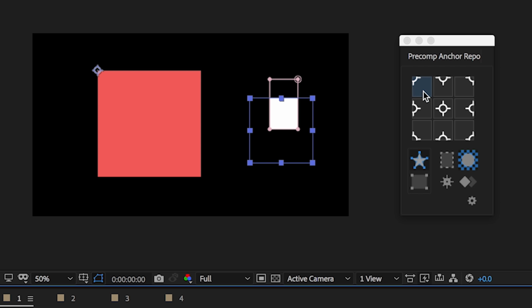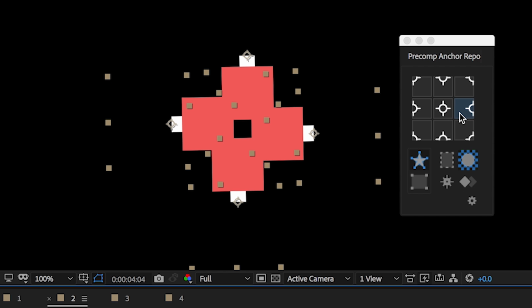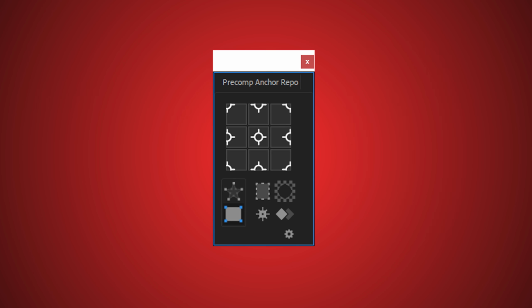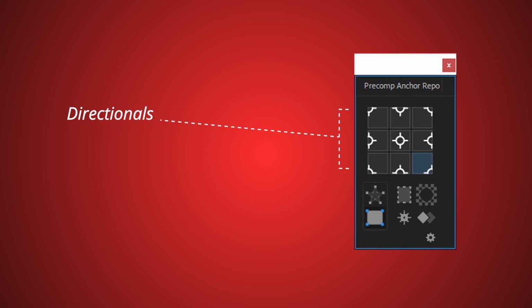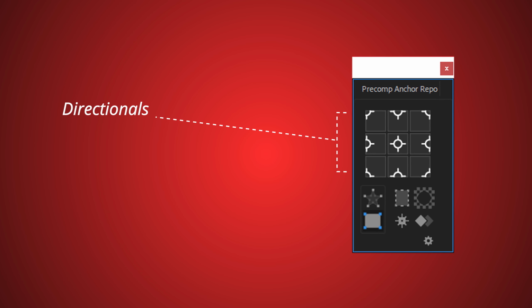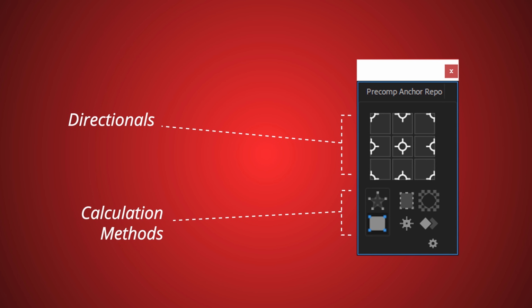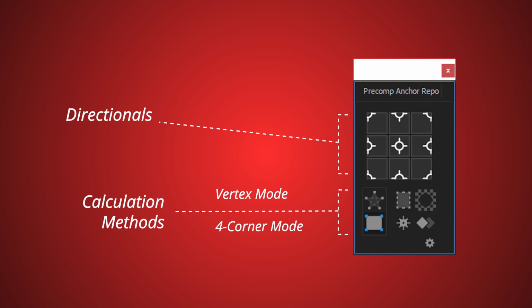So this tool is great for readjusting anchor points of layers quickly and dealing with complex layers, masks, and precomps. At the top half, nine directional keys are used to make adjustments to the selected layers. The bottom half is used to fine-tune the way the calculations are made. We have calculation method. There's two options: vertex mode and 4-corner mode.